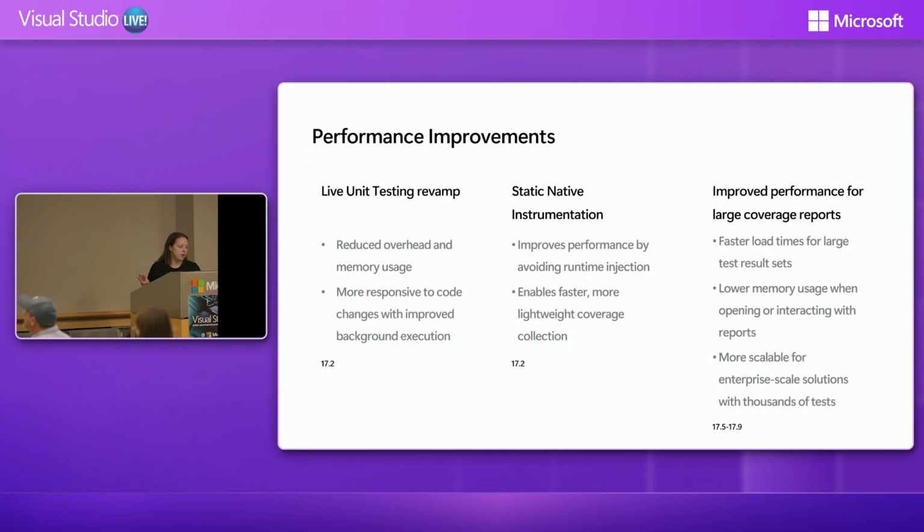And so we made 3 really big performance improvements in Visual Studio. As I mentioned, we revamped live unit testing, but we also wanted to take a look at how it was performing as well. So there's less memory usage and improved background execution as well. And we did that pretty early on in the 2022 release. And then we also improved the static native instrumentation, which helps us avoid runtime injection, as it says there, and has a more efficient code coverage tracking. And then lastly, we wanted to improve the performance for large coverage reports. So you may have hundreds, you may have thousands of tests that you're running. And we really want that to be fast and performant for you, whether you're running one test or you're trying to run all of them, ideally.